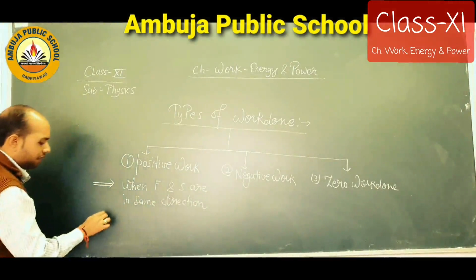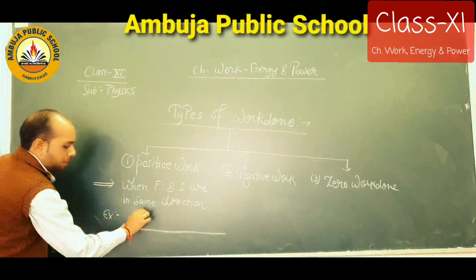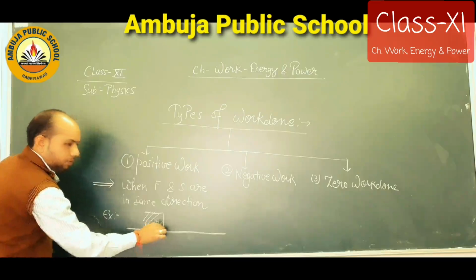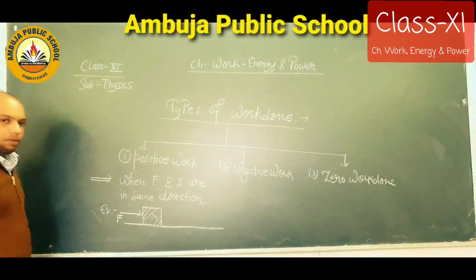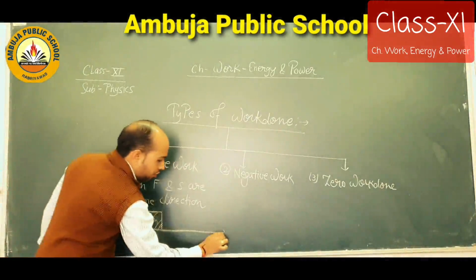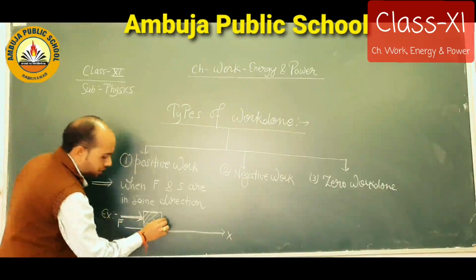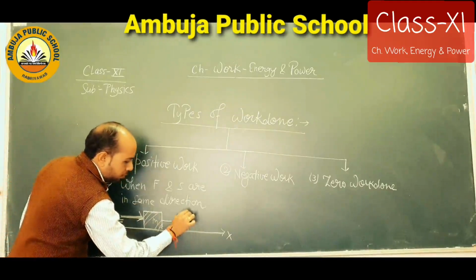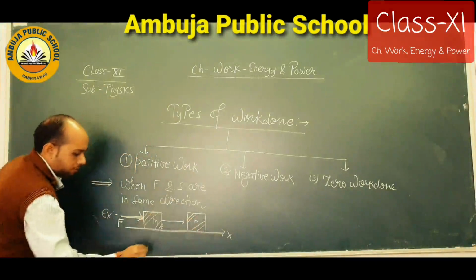For example, if we apply a force on an object of mass m, suppose along the x direction. So when we apply the force F on block M along the x direction, obviously whenever there is force, the object must be displaced in the same direction. So on account of this force, this box is displaced. Suppose it travels s distance and this is the second position.